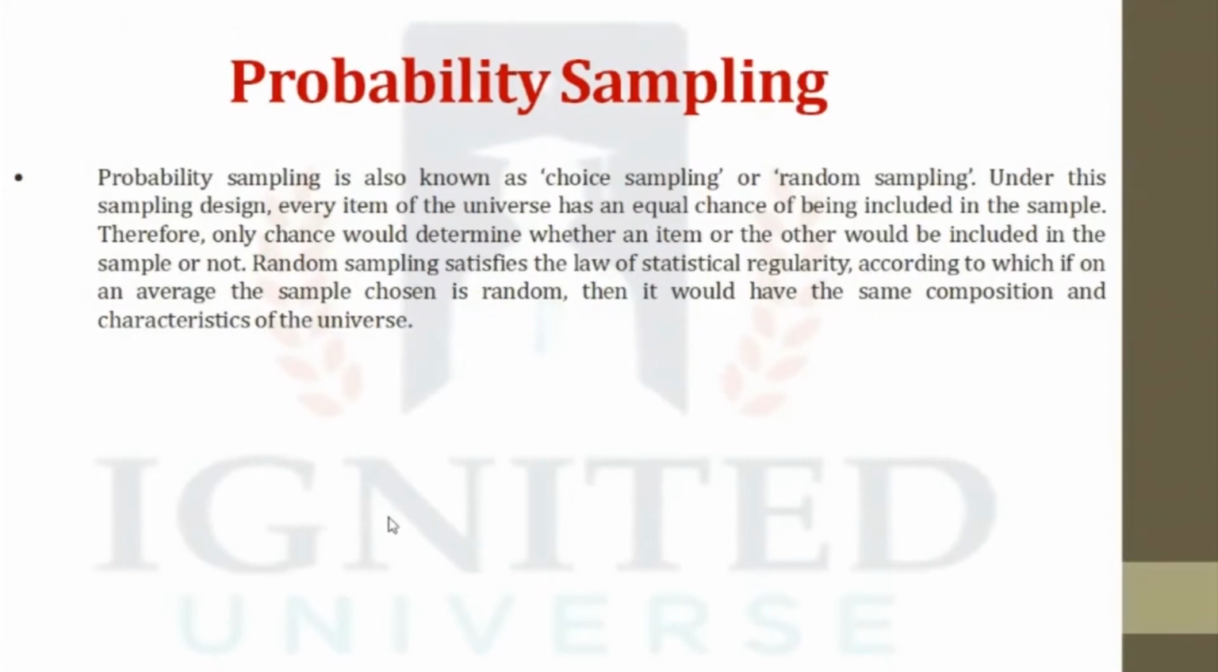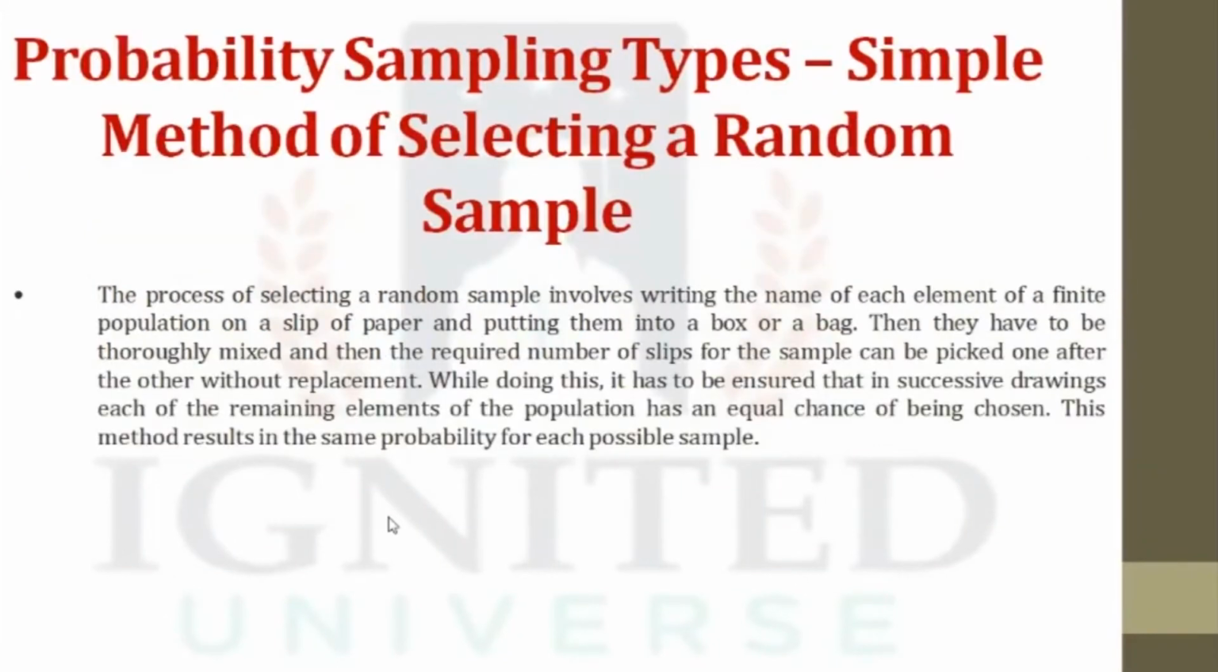For example, suppose we randomly select a drop from an ocean. Then we expect that the drop has the same composition and characteristics as that of the universe. Now, moving on to probability sampling types.